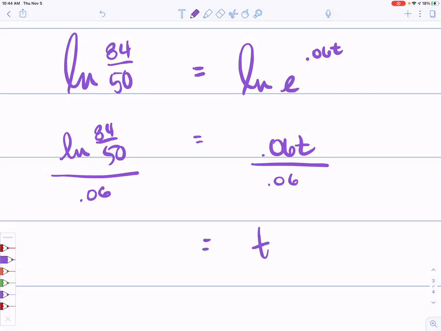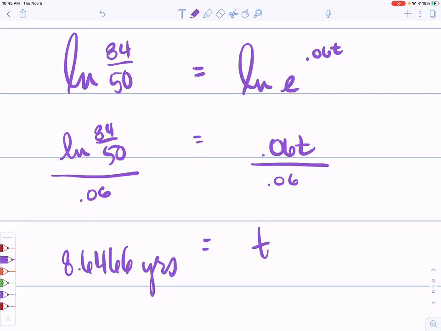And now I'm ready to plug that into the calculator. Again, let's go with 8.6466. So what did you guys get? 8.6466 years.